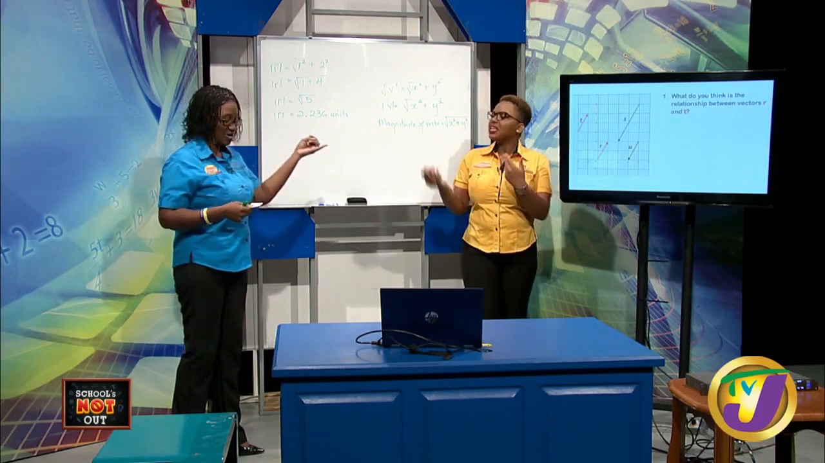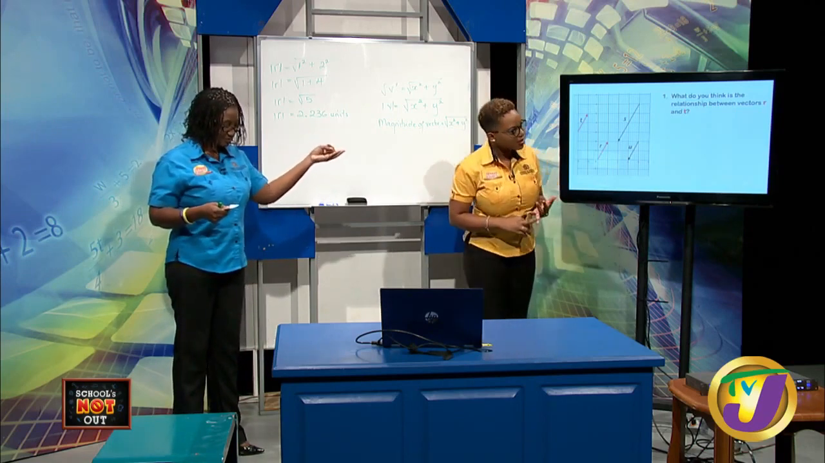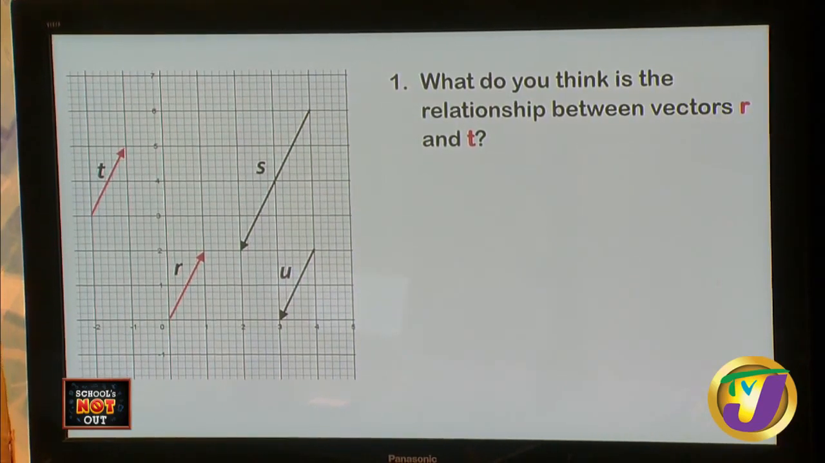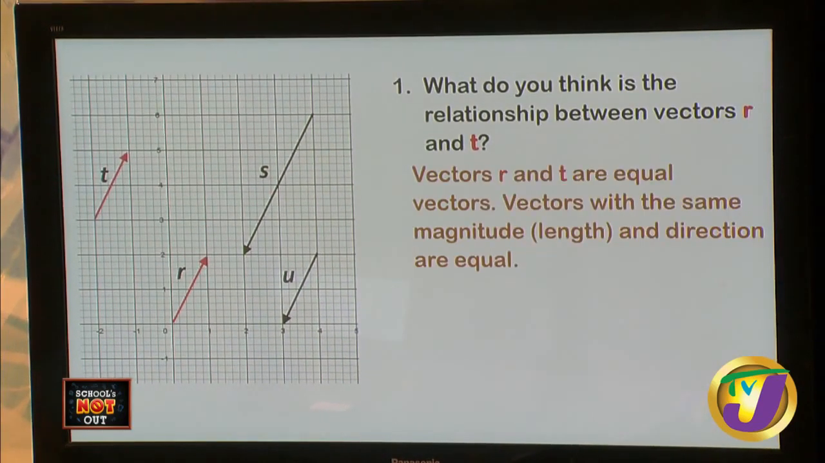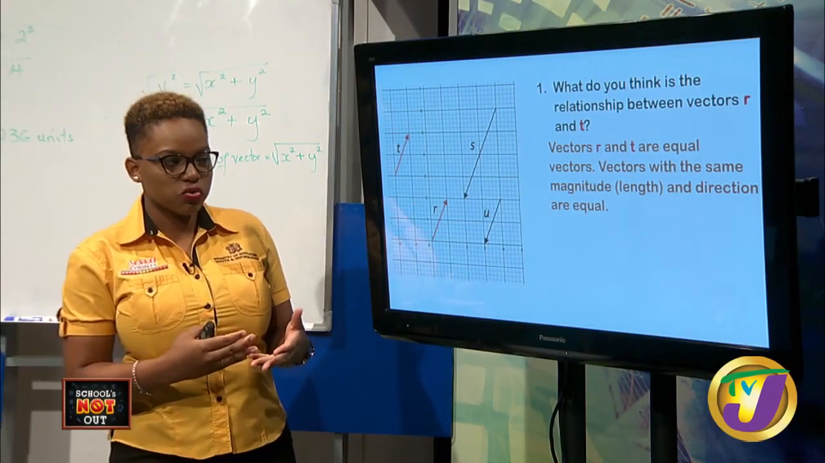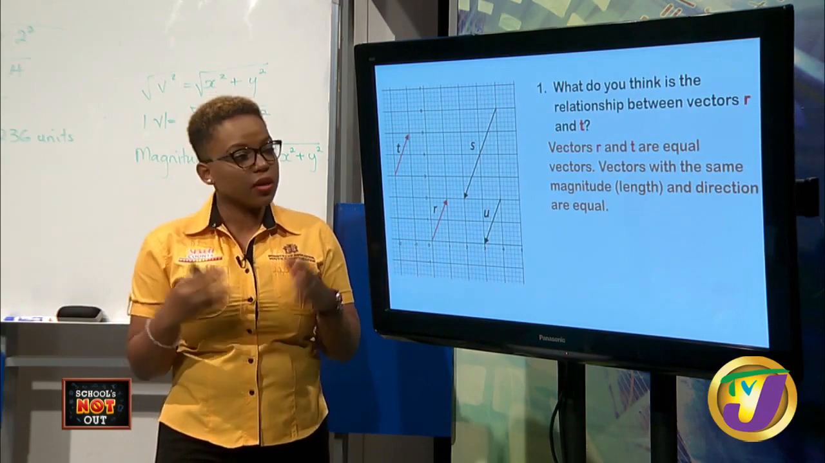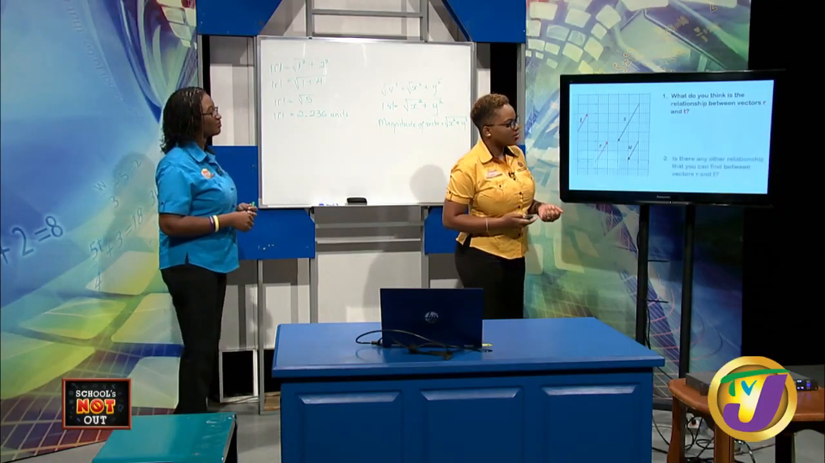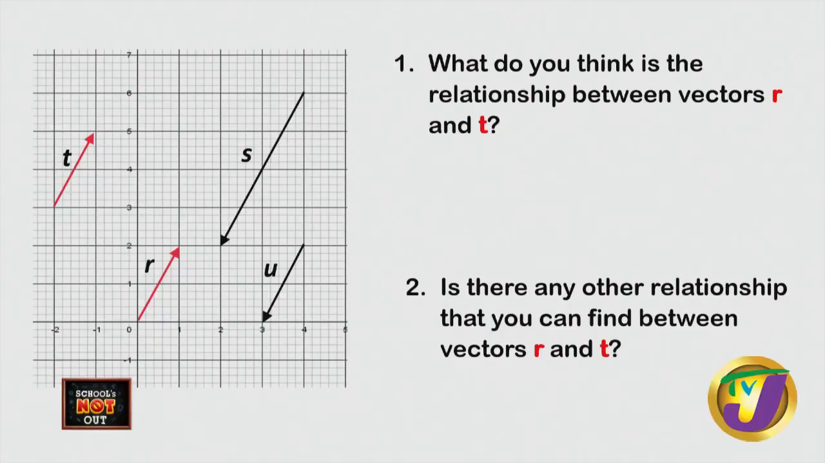Same direction, same magnitude. That makes them equal. So this is saying that vectors R and T are equal. Vectors with the same magnitude going in the same direction, we call those equal vectors. Excellent.